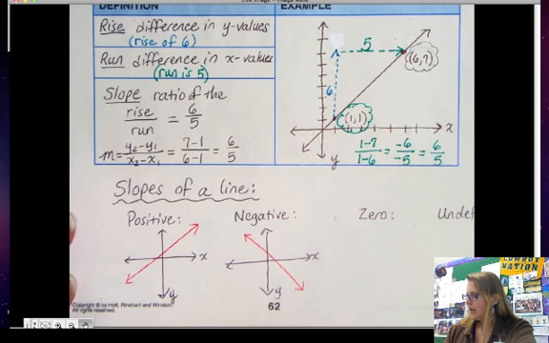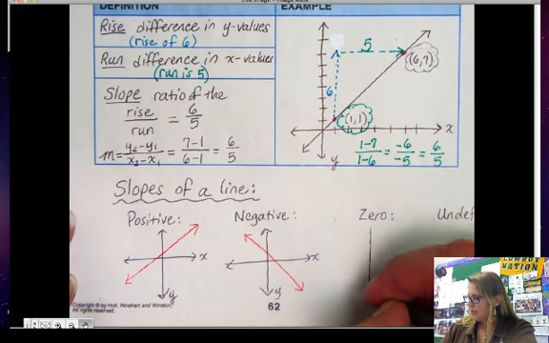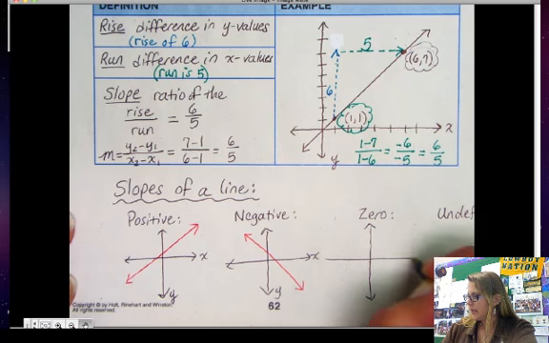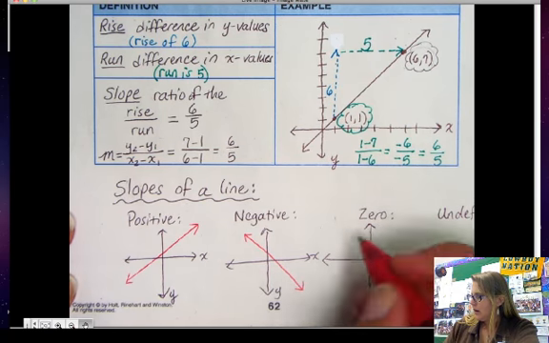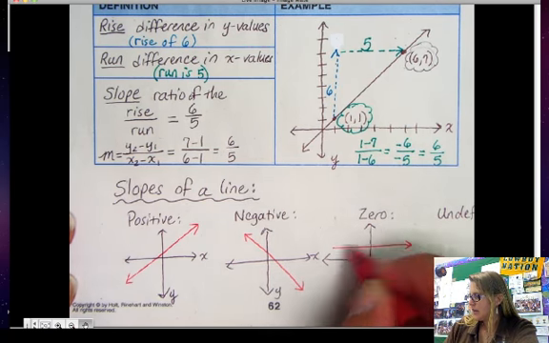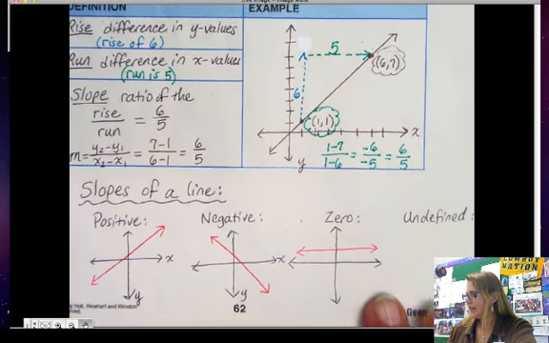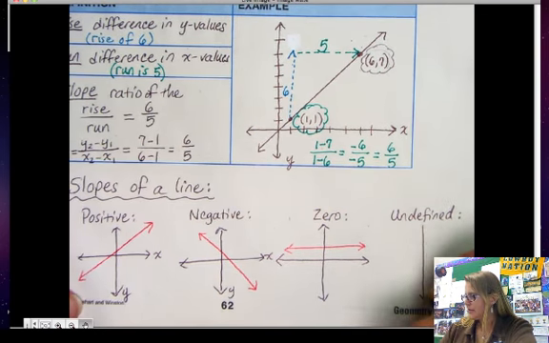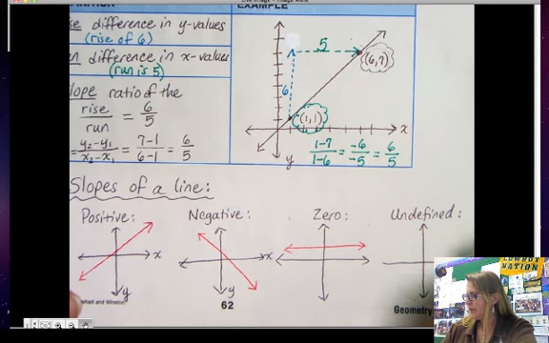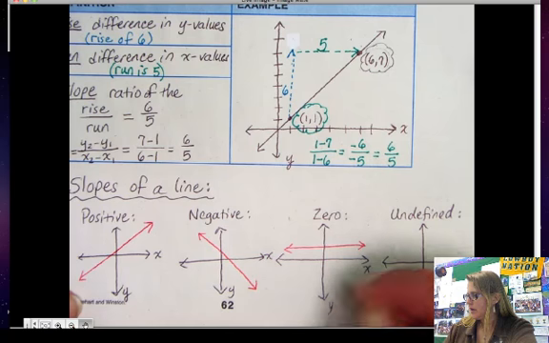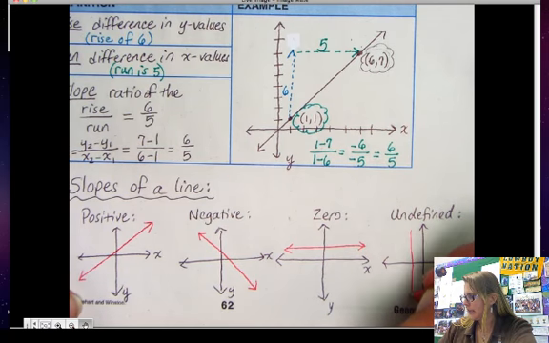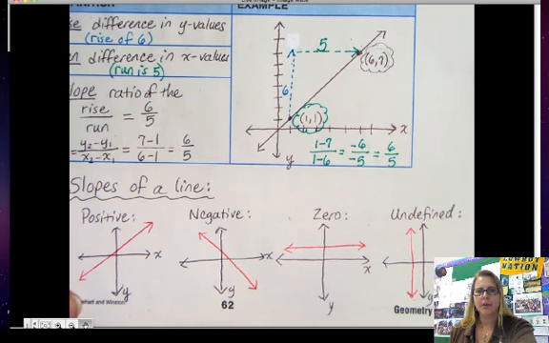A zero slope is when it is a horizontal line. That has a zero slope. And an undefined slope is when you have a vertical line. Vertical line, so that would be like this would be an undefined slope.